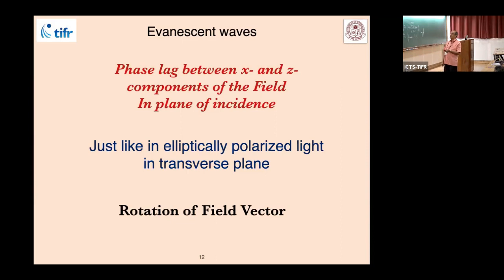So I tried to summarize this. Just like in elliptically polarized light in the transverse plane, where there is a phase lag between the x and y components, here also you have a phase lag between the x and z components. This rotation leads to the rotation of the field vector, and rotation of the field vector leads to the generation of this transverse spin. Now there are very striking consequences, and I'll try to concentrate on those striking consequences.